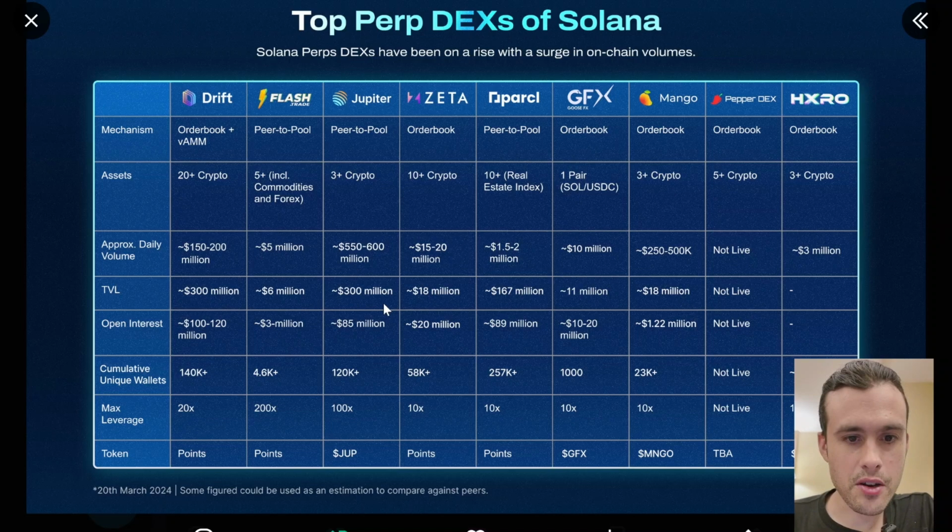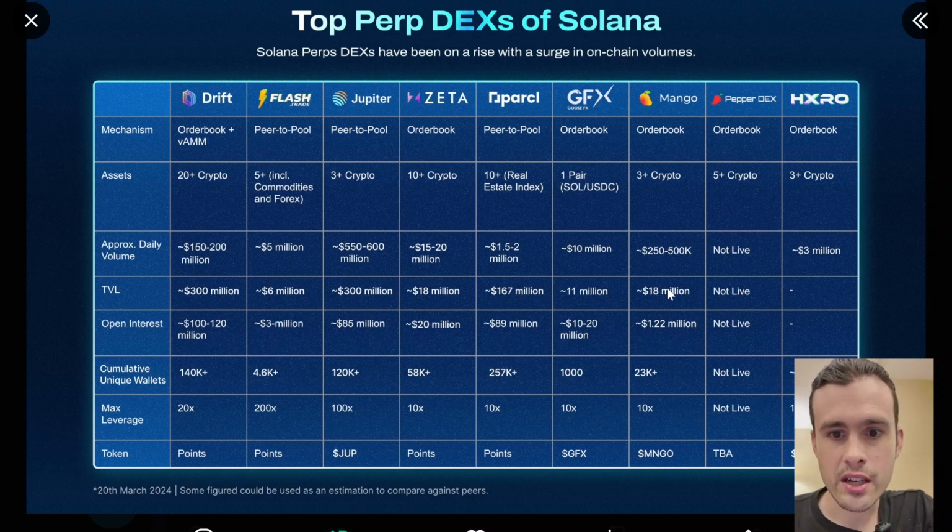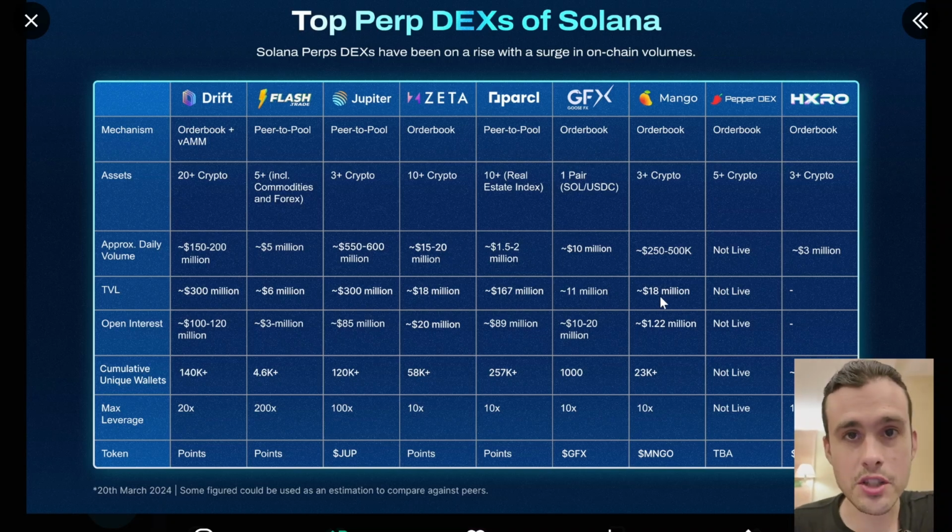TVL's 300 million for both, and the others are pretty far behind. Parcl's 167 million. That's pretty impressive nevertheless. Flash, as I mentioned before, very, very small amount. Mango, I did have a short on Bitcoin, which I posted on my X, which I did close when I saw some of that bullish momentum coming back to the market.